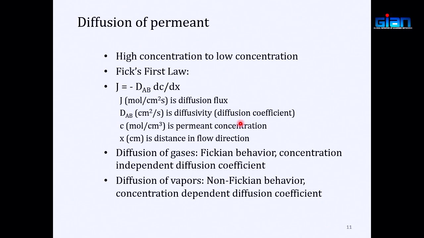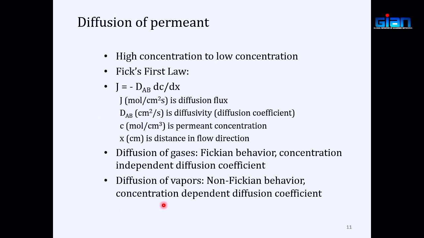So that's the diffusion coefficient or diffusivity, and C is the concentration of your permeant which is diffusing, and x is the distance in the flow direction. Why do we have a negative sign? Correct. So for this concentration gradient dC over dx, you write low minus high over the distance, and then low minus high will give you a negative, and the negative gets cancelled. Okay, so this is basically Fickian behavior with a concentration independent diffusion coefficient.